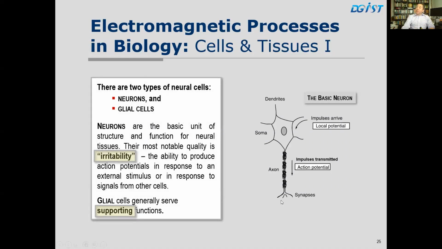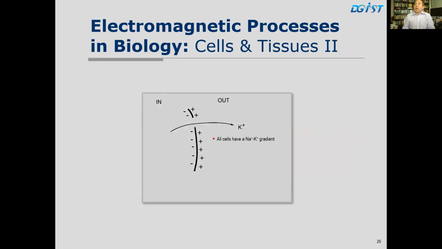So this is the basic neuron. The neuron is composed of a cell body and an axon. On the cell body, impulses arrive as a kind of local potential, and then the impulses will be transmitted as a kind of action potential. And these local and action potentials are electrical signals.